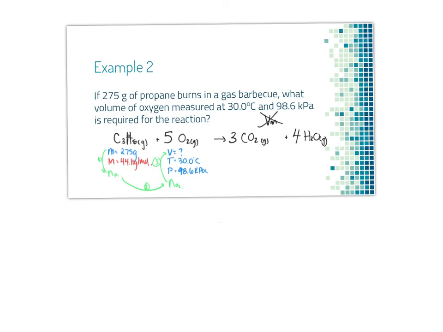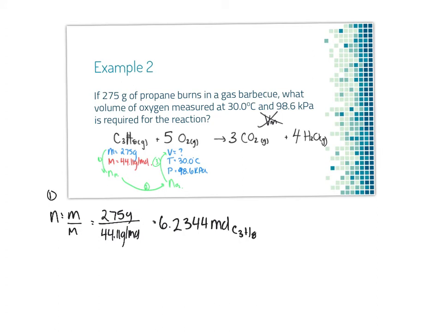So n is equal to little m over big M. 275 divided by 44.11 grams per mole. Again, I'll do this in both formulas and unit analysis, just so you can see. And I get 6.2344 moles, and that was of propane, so I should write that.